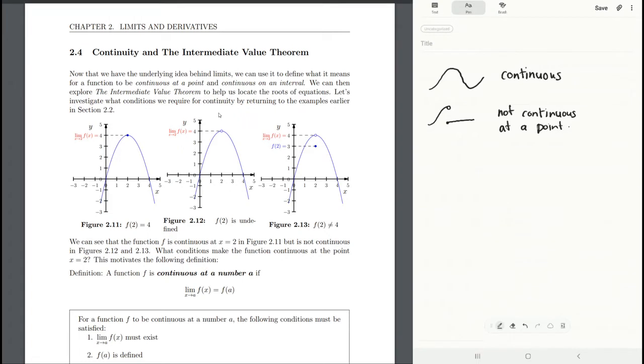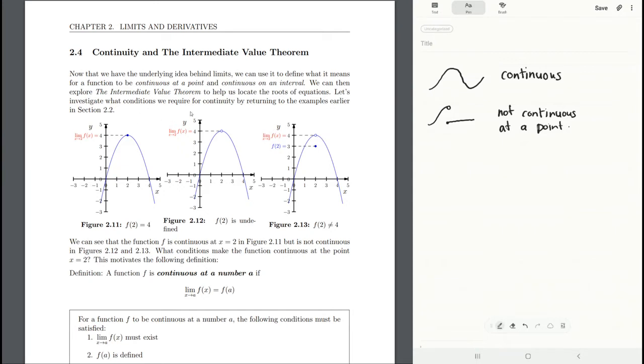Now, if we look at the second graph, we notice that the function is not defined when x is 2. And this function is not continuous at this point because there is a gap at x equals 2. In the third example, the function is defined when x equals 2. However, the value of the function is not equal to 4. What we see is that the function value where x equals 2 is equal to 3. So the function value is different from the two-sided limit as x approaches 2.